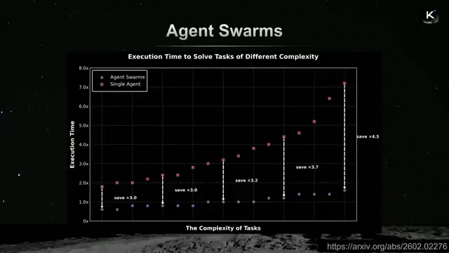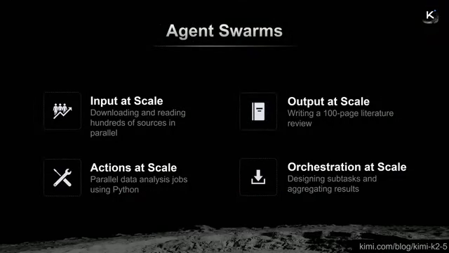And this means that we can scale this agent swarm paradigm to, for example, 100 or maybe even 1,000 sub-agents, and you can accomplish a complex task within a certain period of time that is tolerable for producing real economic value. And we can certainly scale it in different dimensions. We can scale the inputs. For example, we can download and read hundreds of sources or even maybe thousands of documents in parallel. Or you can write a 100-page literature review in parallel.